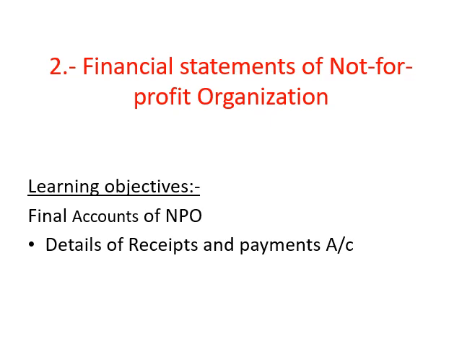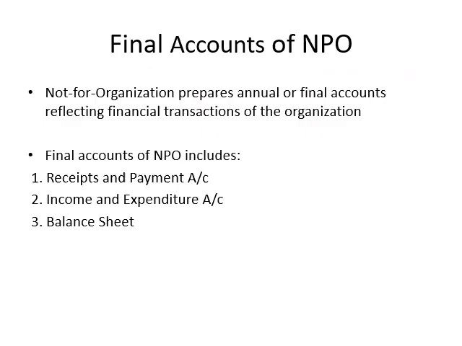In these lectures, we will cover one part of the non-profit organization's final account, that is the receipts and payment account. Generally, every organization needs to prepare final accounts to reflect its financial transactions. The final account is divided into three parts: receipts and payment account, income and expenditure account, and the balance sheet. The income and expenditure account and the balance sheet depend upon the receipts and payment account. But in these lectures, we will discuss only the receipts and payment account.